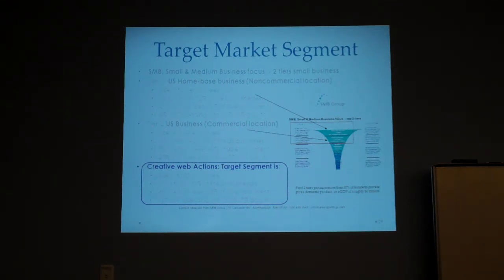But so the first tier has 1 to 4 employees. That makes up 72% of the U.S. businesses out there.